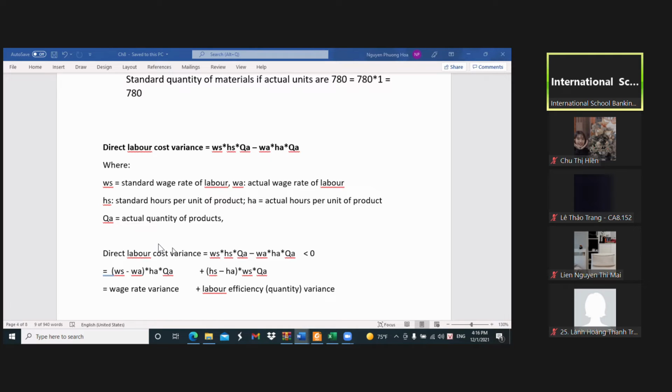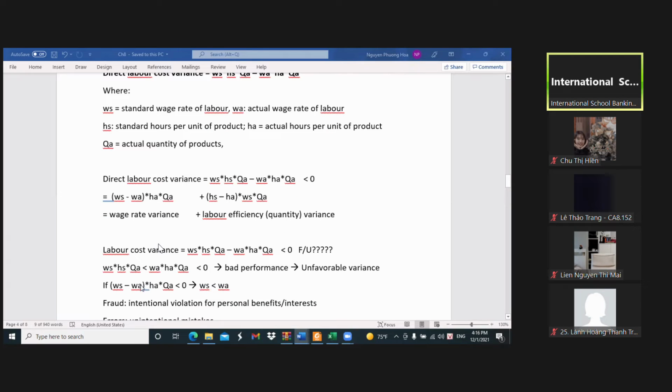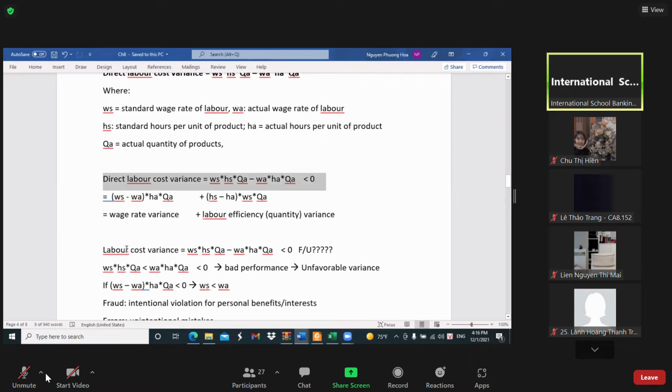Now, in case the unfavorable labor cost variance is due to the wage rate variance, that means the actual wage rate is higher than the standard. So what do you think, good or bad?